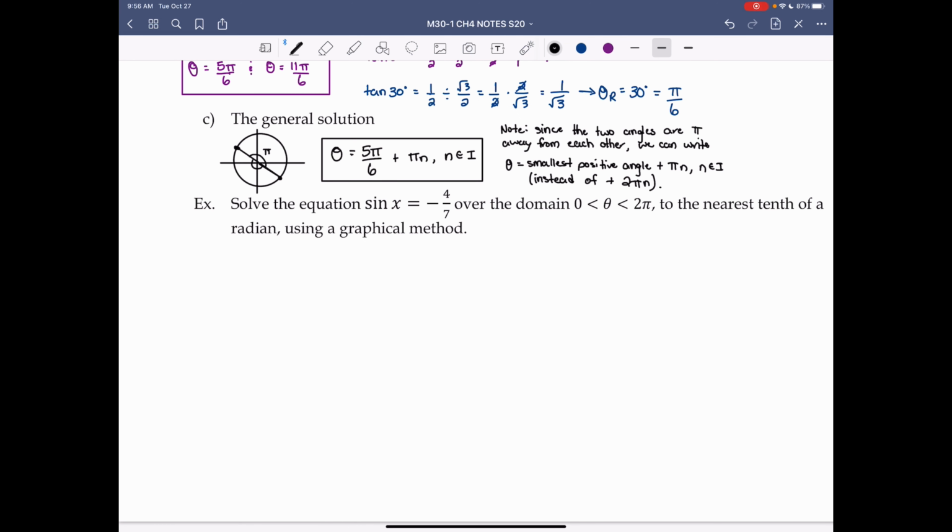Solve the equation sine x equals -4/7 over the domain 0 is less than theta is less than 2 pi to the nearest tenth of a radian using a graphical method. Graphical method tells us we can use our graphing calculator, and the domain being between 0 and 2 pi tells us we need to be in radian mode.